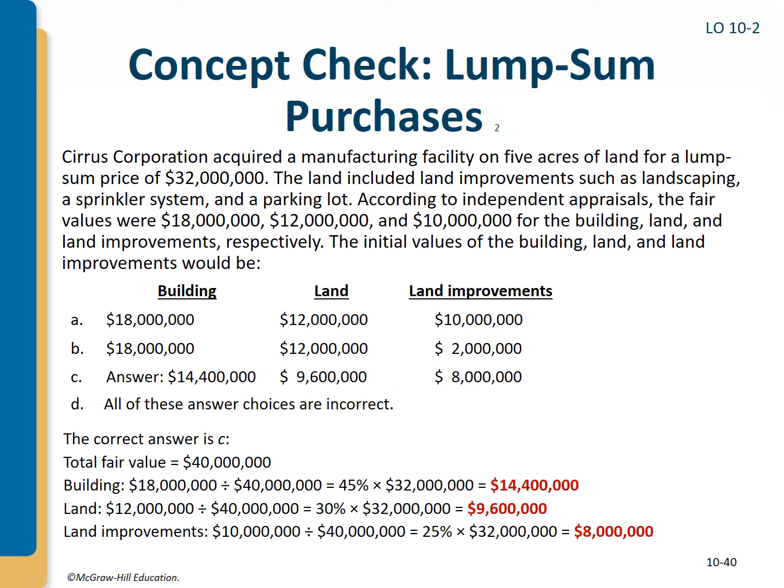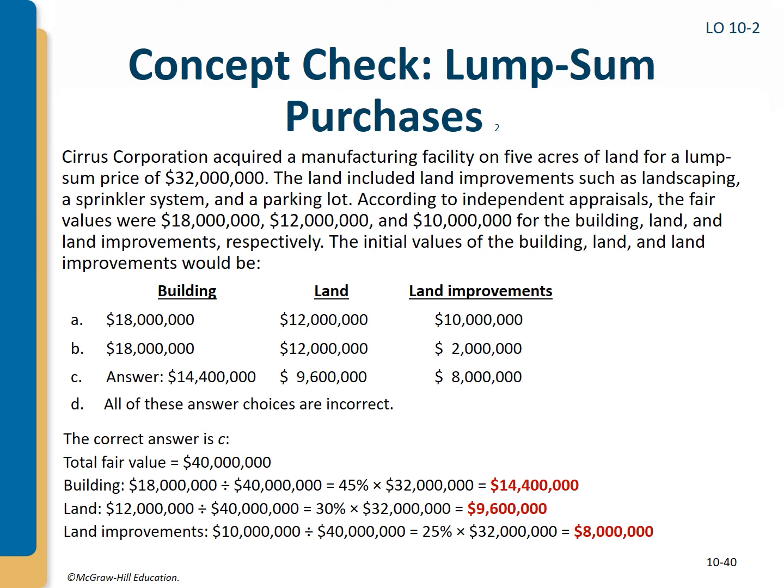Well, the total fair values are 18 million, 12 million, and 10 million. Add them up. The total fair value of all these assets is 40 million. The allocation of the 32 million to the building will be the building's fair value of 18 million divided by the total fair value of all the assets, or 45%, times 32 million, 14,400,000.